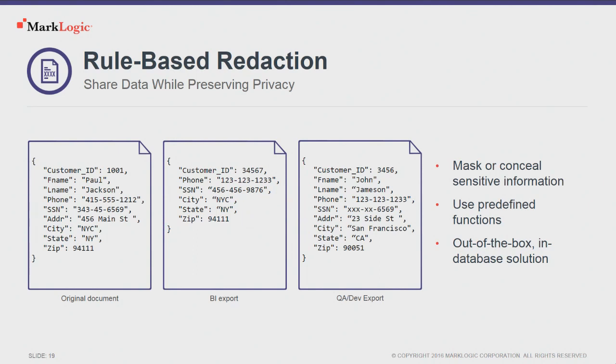Here's my original document. And I have two use cases here. The first is I'm doing an export for a BI tool. And the other, I'm doing the export for the QA and dev. What I'm doing in the middle, I'm just removing the names. Why would the data scientist need the name? He does not. All right, so I'm removing the names. And as you can see here, the social security number is different.